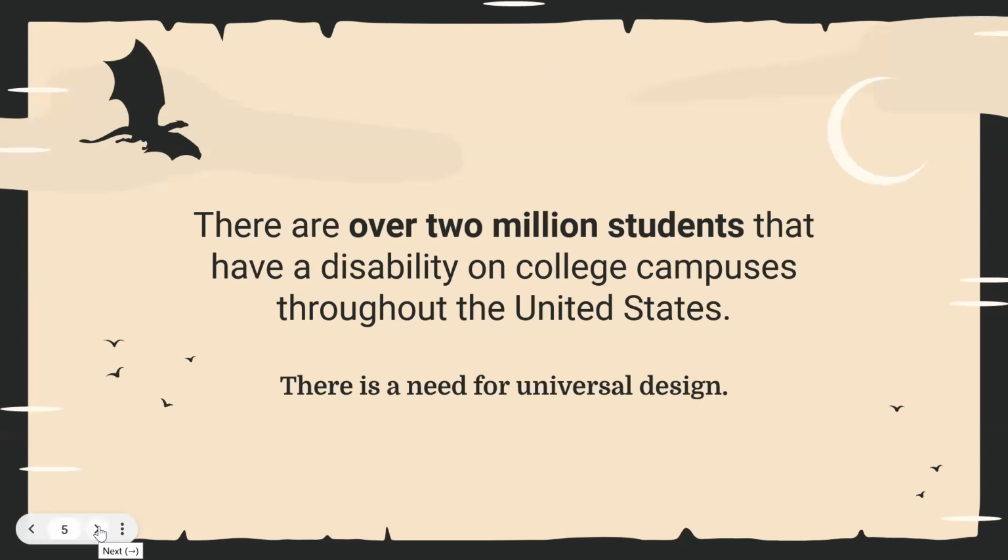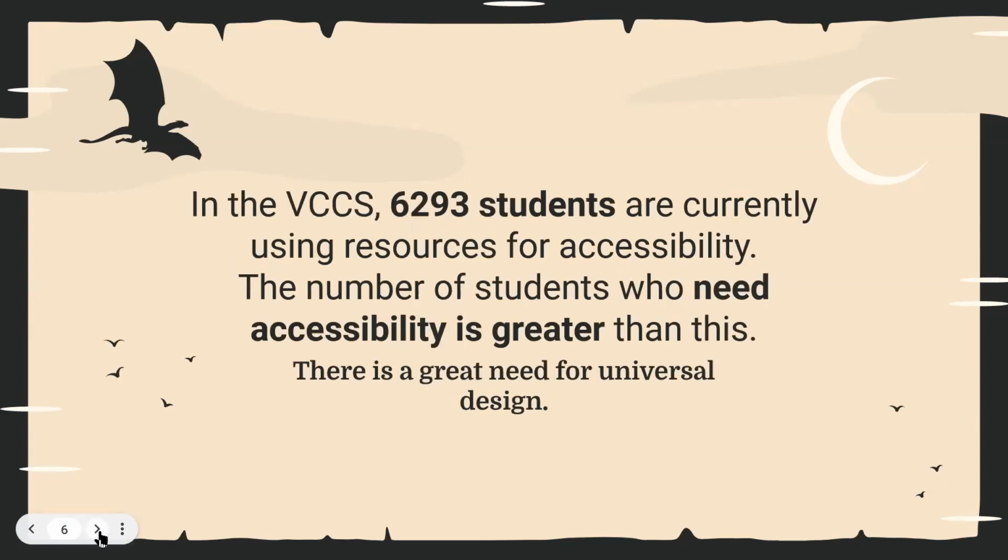So some little figures. Everybody likes figures, so let's talk about these. There are over 2 million students that have a disability on college campuses throughout the United States. So that tells you that that is not a small number, that is a very large number. But that's kind of big picture, so let's bring it down just a little. In the VCCS, there are 6,293 students who are currently using resources for accessibility. The number of students who need this is greater.